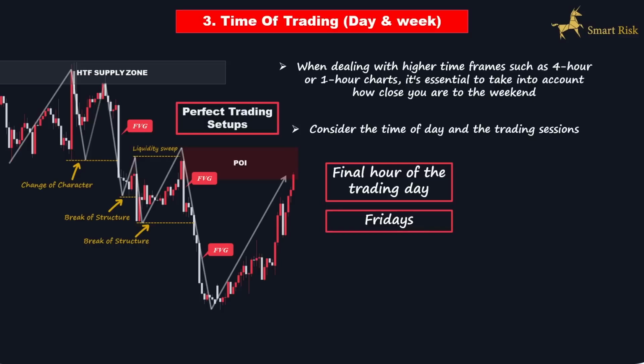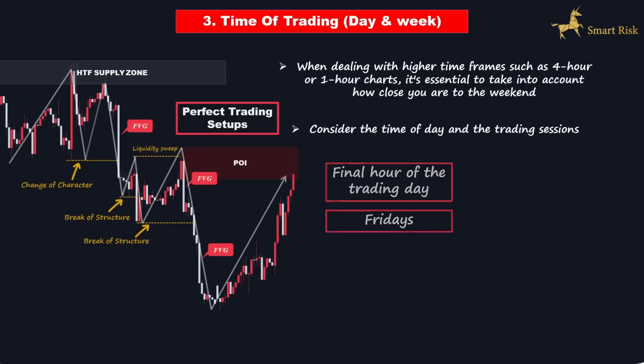Imagine you've identified a flawless and perfect trading setup, one that aligns perfectly with your trading plan, offering an exceptionally high probability of success. The price is on the brink of reaching your highlighted point of interest, and you've set an appropriately small stop loss, creating an ideal trade opportunity.